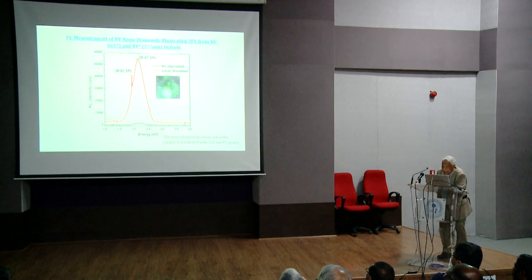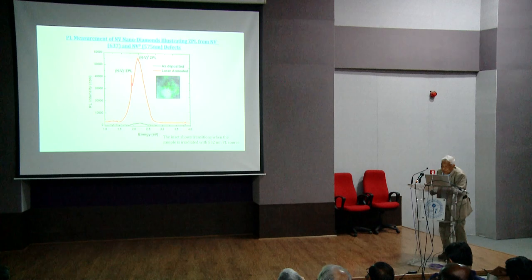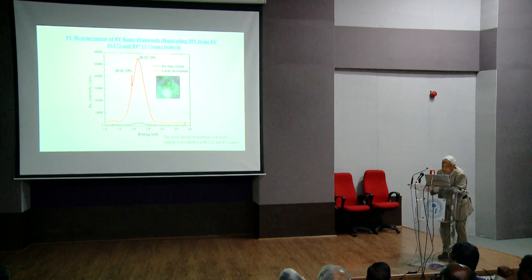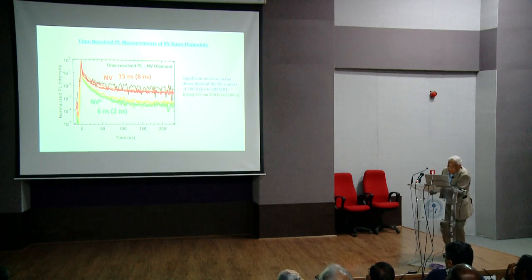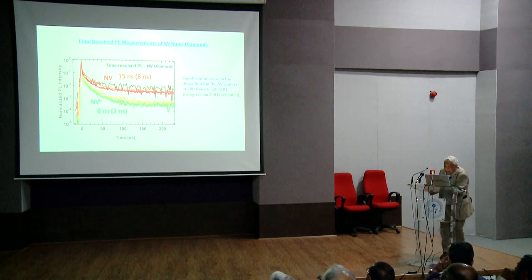These NV diamonds are very, very efficient. This is a PL measurement, showing the zero phonon lines of NV minus and NV zero. You can go from NV to NV minus either electronically or photonically. But here I show the time-resolved PL measurement of the current materials and this material, and it is clearly far superior.